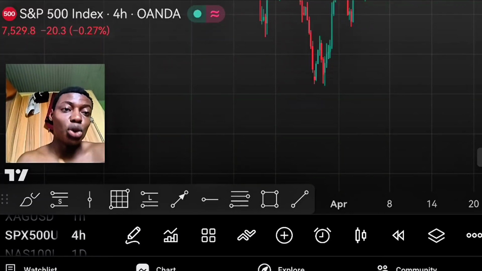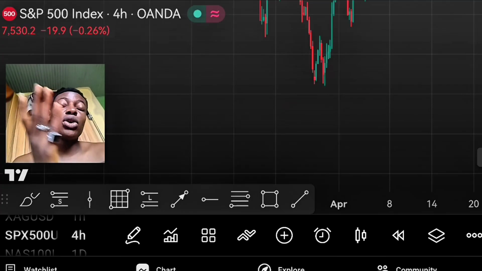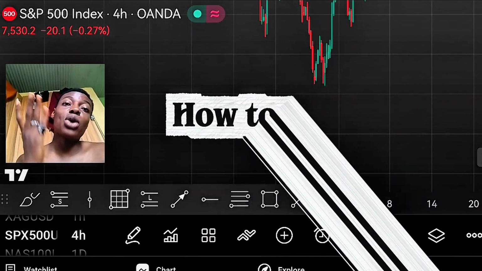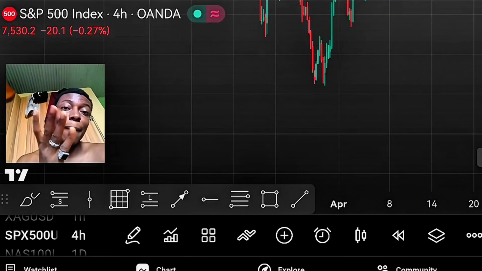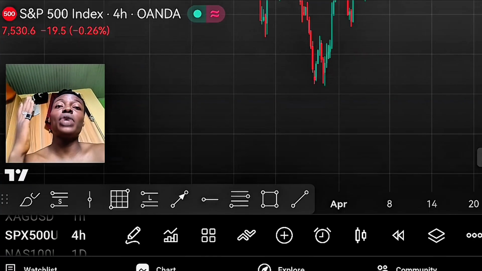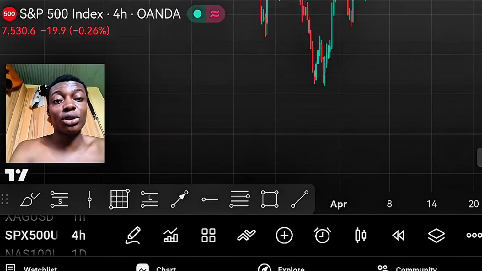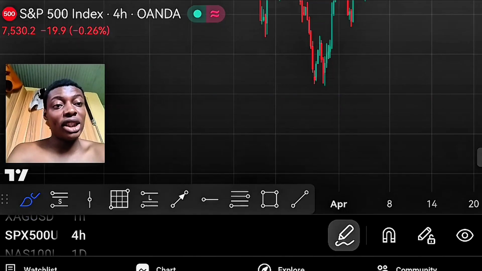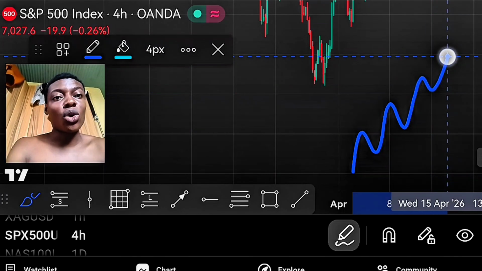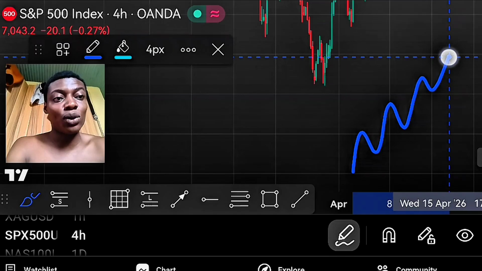So in this video we are going to be going through the definition of break of structure and how to spot it on the chart. So basically, break of structure is just change of direction. Let's say we are on a bullish trend. Let me draw it for you guys. This is a bullish trend, and there is a break of structure to the downside. This is how it's going to be.